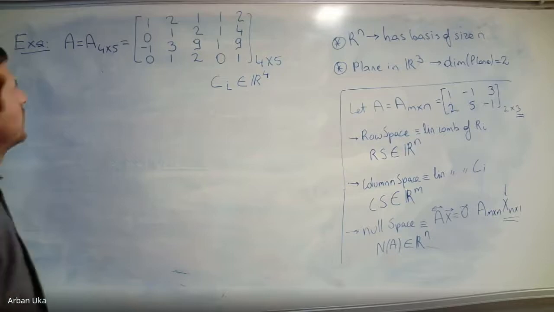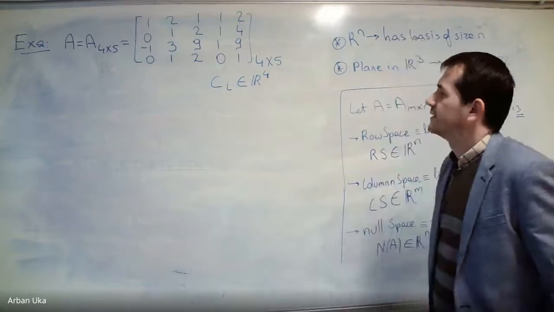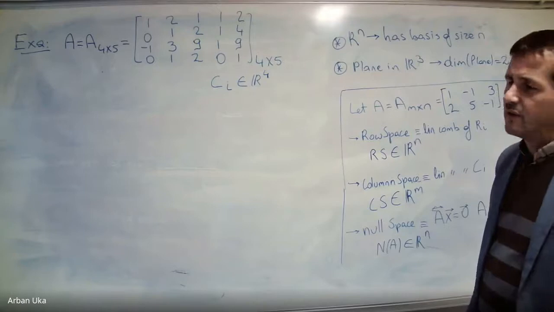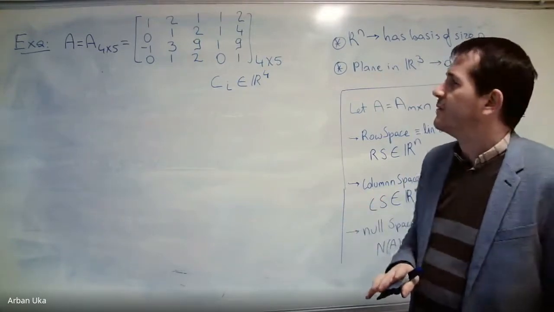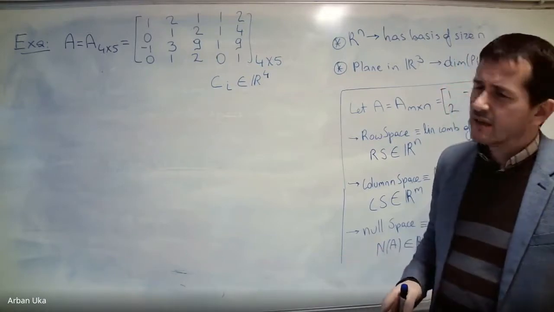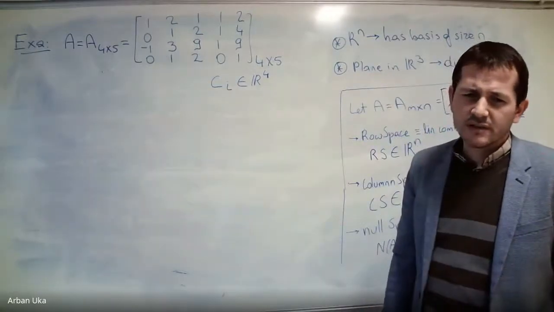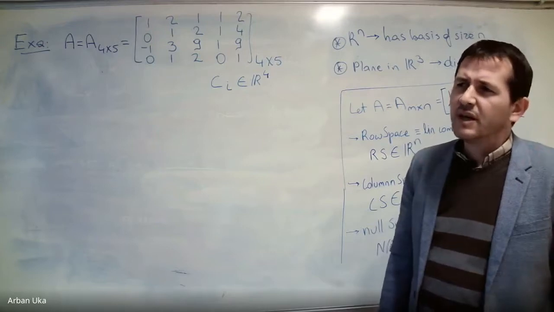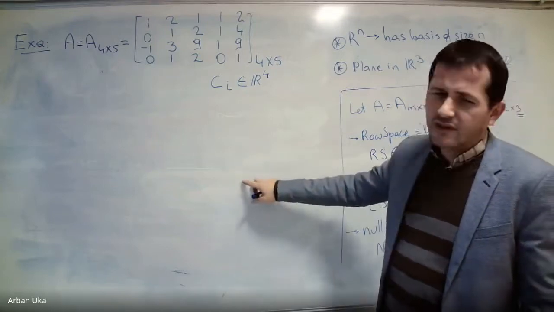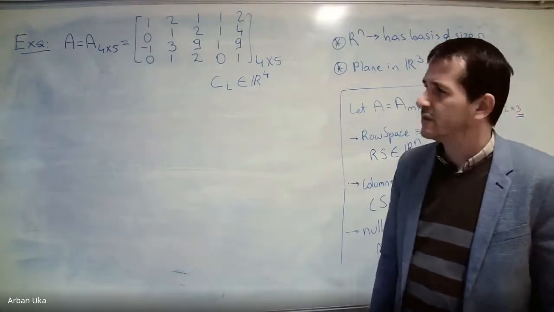But now, what do you think regarding the columns here? How many columns do we have? 5. We have 5. Now, for R4, we need four vectors to be linearly independent. But we have 5. We can right away say that all of these columns are linearly dependent with respect to each other, because we have more vectors than we have dimensions. It's like having 3 vectors in 2-dimensional space. For sure, they are going to be linearly dependent. There is no way.